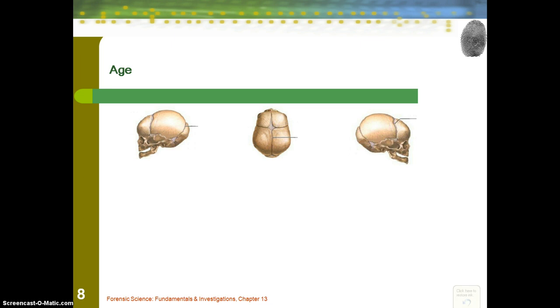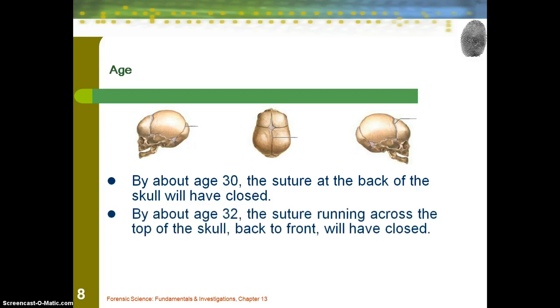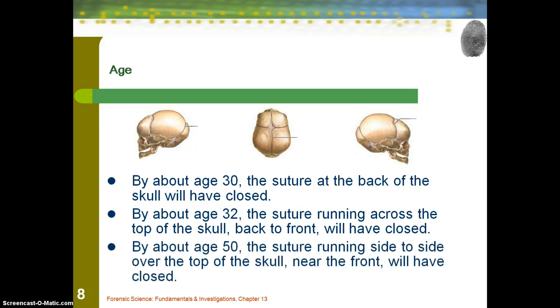All right, ways to determine age. By about age 30, the suture at the back of the skull will have closed. By about age 32, the suture running across the top of the skull back to front will have closed. And by about age 50, the suture running side to side over the top of the skull near the front will have closed. Okay? These sutures each have unique names, which we will be learning in class more when we do the lab.